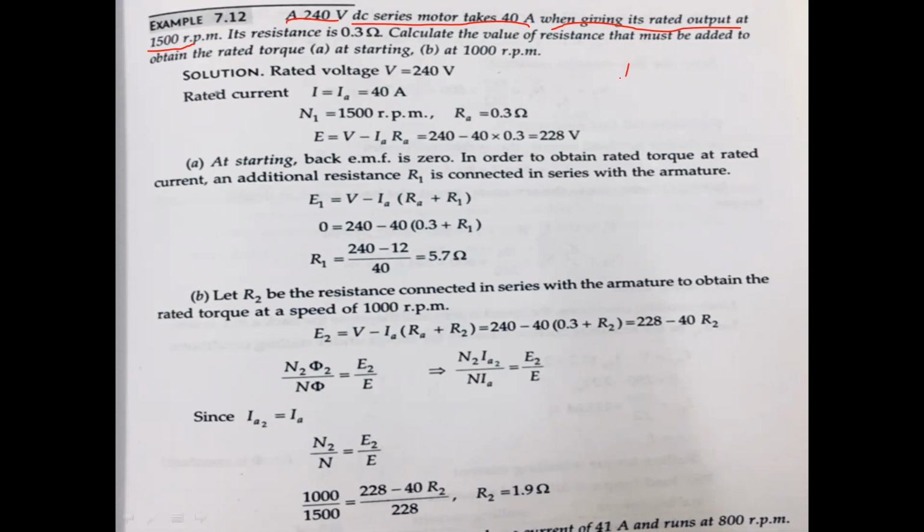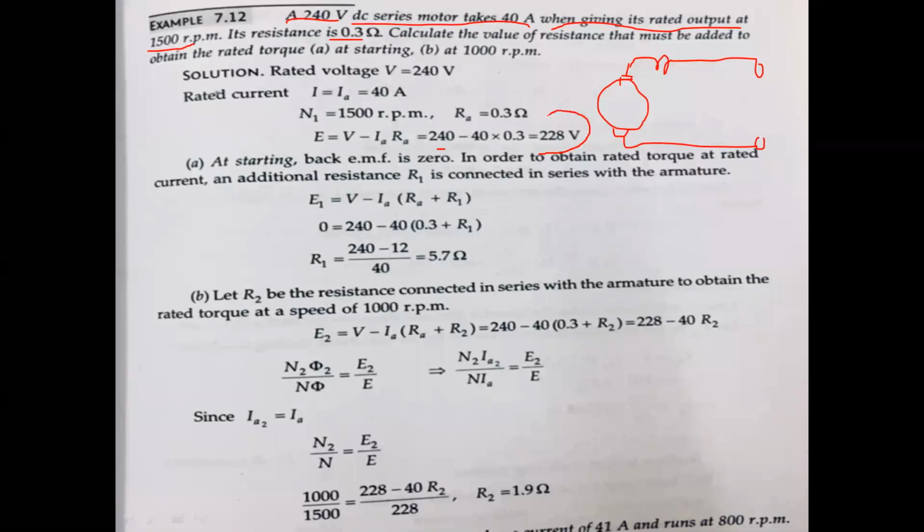Because this is the circuit diagram here: armature and shunt field. So this is the series motor diagram. The total resistance given includes the series field resistance and armature resistance, total 0.3. So therefore back EMF equal to only V minus I RA. If the series field resistance is also given, back EMF equals V minus I into RA plus R series. If it is not given, the total resistance is used, V minus IA RA. So voltage value 250, current 40 amperes, and armature resistance 0.3. Therefore back EMF equal to 228 volts.